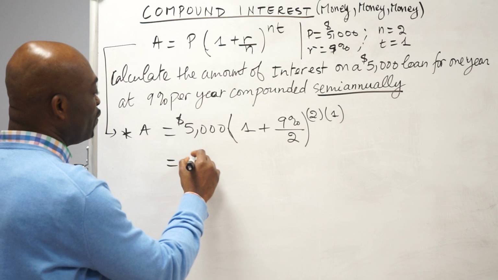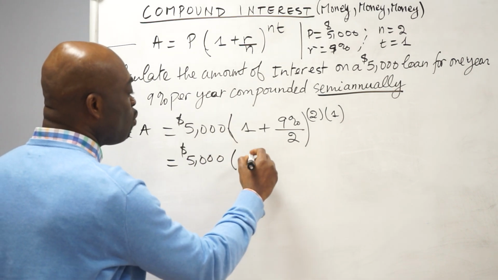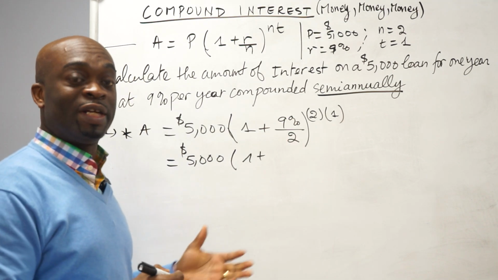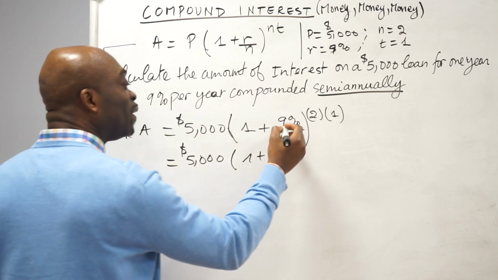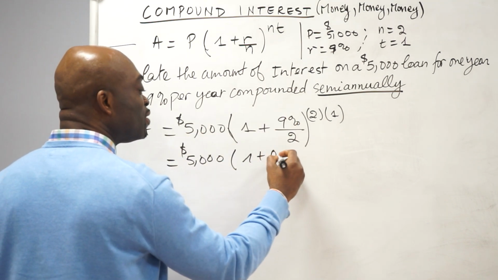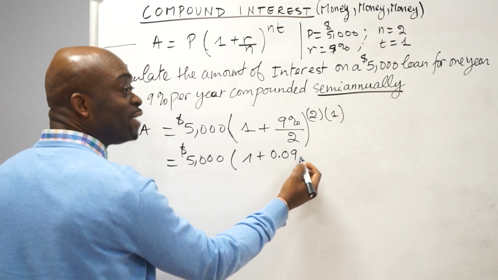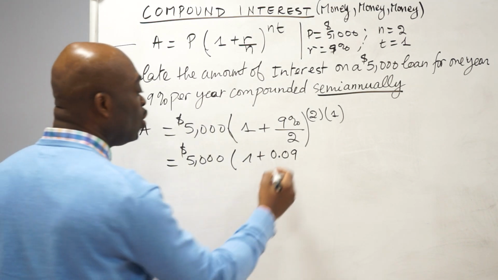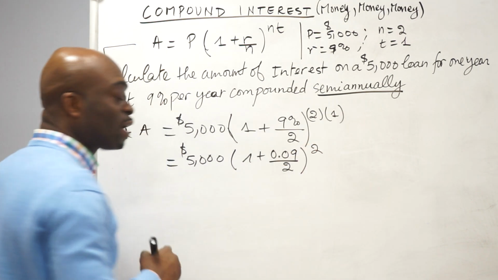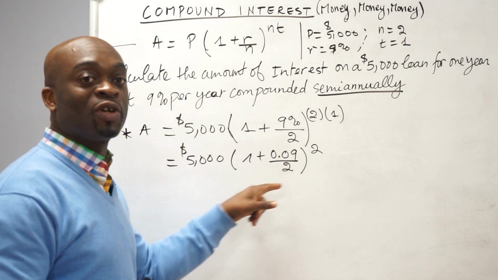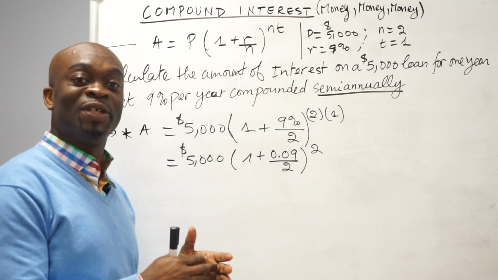So this is equal to $5,000 times 1 plus 9%. Whenever it's a percent, we have to change it to a decimal. If it's a whole number, you move your decimal place twice to the left. So this gives us 0.09, because if you move it back twice to the right, you get 9 back. Make sense? Divided by 2, and then 2 times 1 is 2. So far so good. Now you have to work out what you have inside the parentheses. Remember, order of operations.